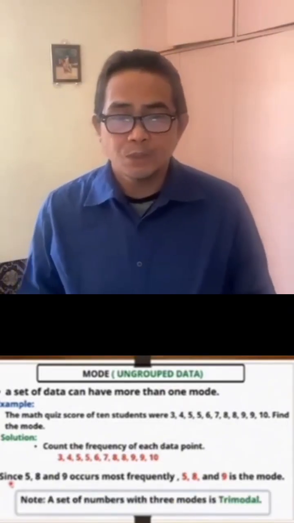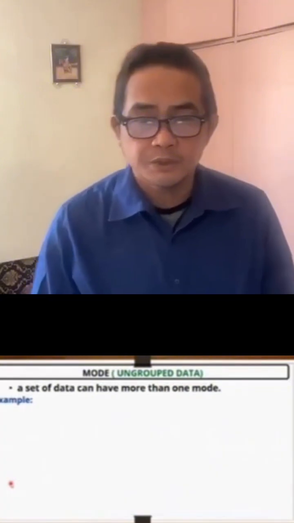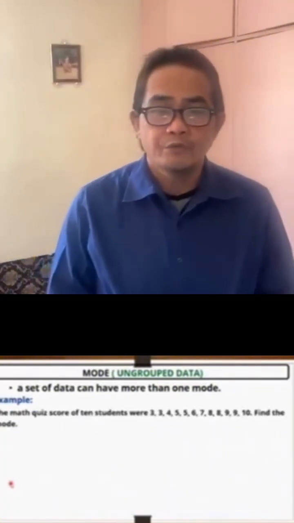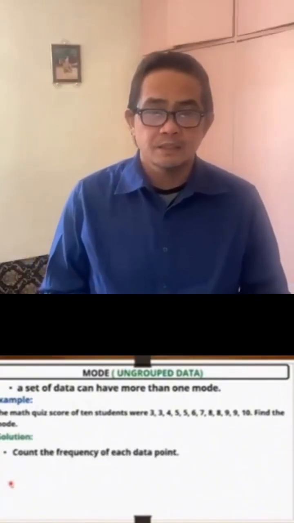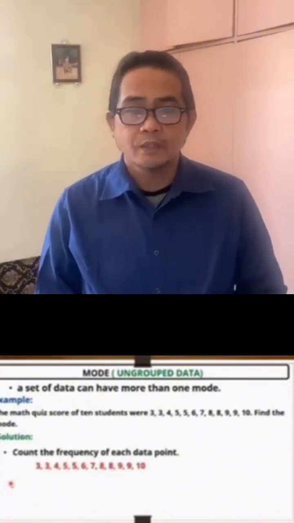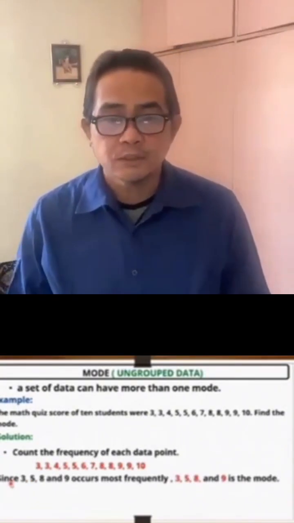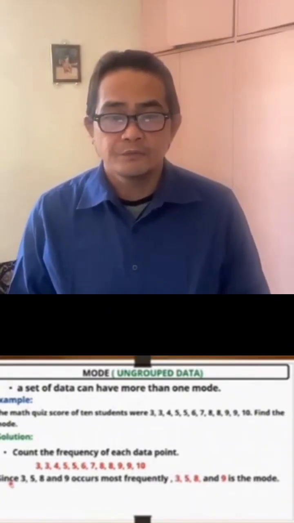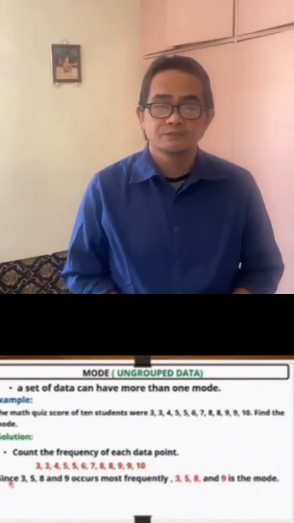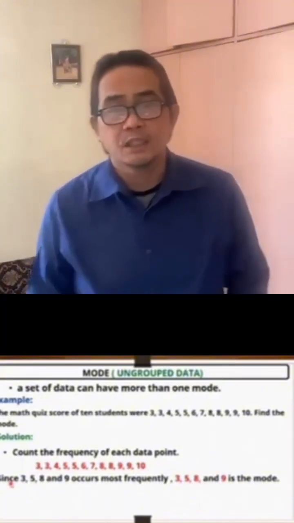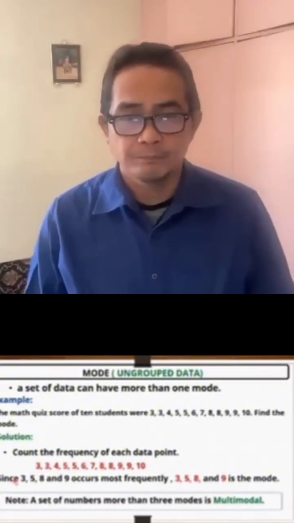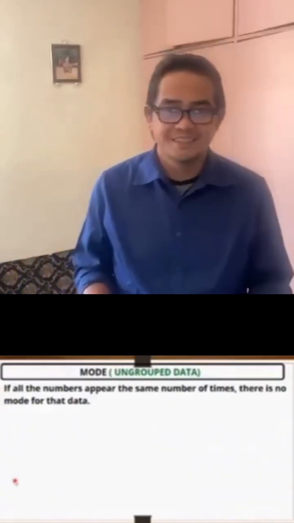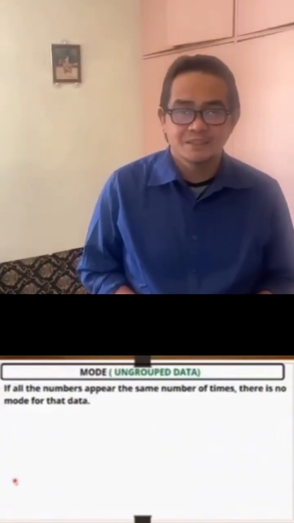Okay? So once again, the math quiz scores of 10 students were 2, 3, 4, 5, 5, 6, 7, 8, 8, 9, 10. Find the mode. So count the number of each data point. So we have 3, 5, 8, and 9 occurring most frequently, and we call it multimodal for that example. Any questions? Yeah? Now, let's proceed. More examples.